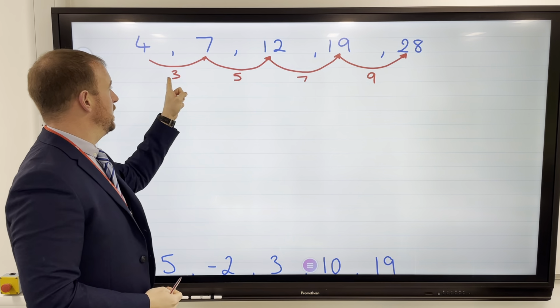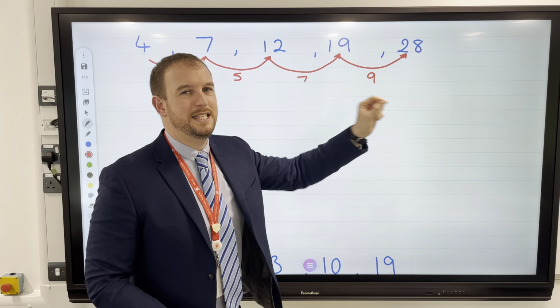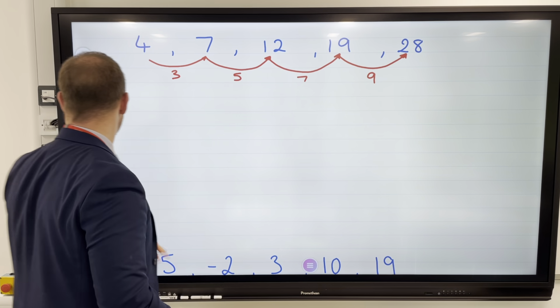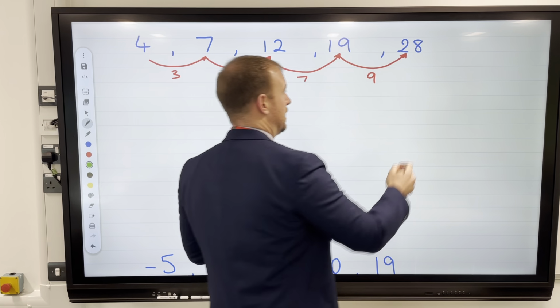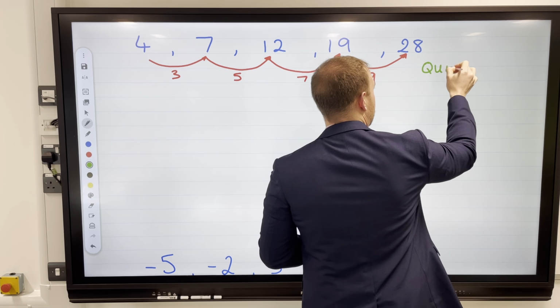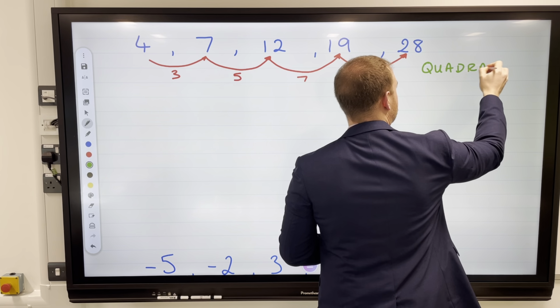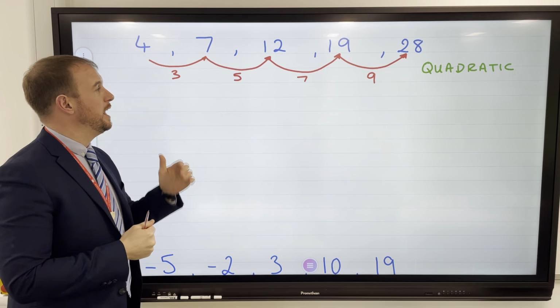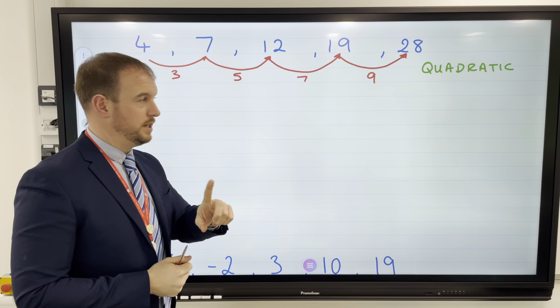However, you will see that this difference is increasing. Okay, as soon as you see that, that tells you it is quadratic. Whenever the difference is increasing or decreasing, then it has to be quadratic.